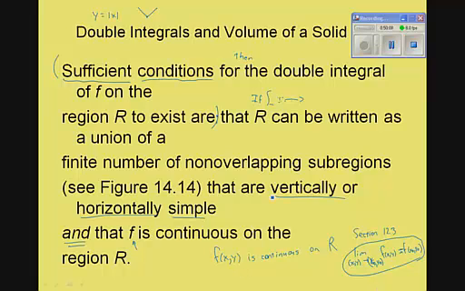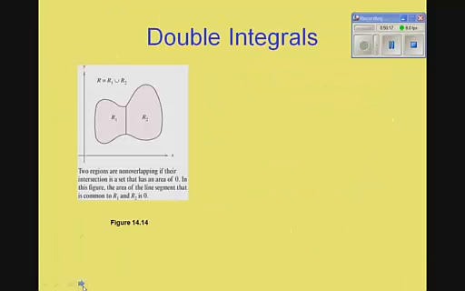Okay, let's go back to this then, which you're more interested in. So vertically and horizontally simple, what does that mean? And what does non-overlapping mean? Well, here's non-overlapping. Picture from the book. Two regions are non-overlapping if their intersection is a set that has an area of zero. So if you have a region, and if you draw a curve or a line through it, the curve or line itself actually has an area of zero, because it doesn't have any width per se, right? Just length. So then, these two regions are non-overlapping.